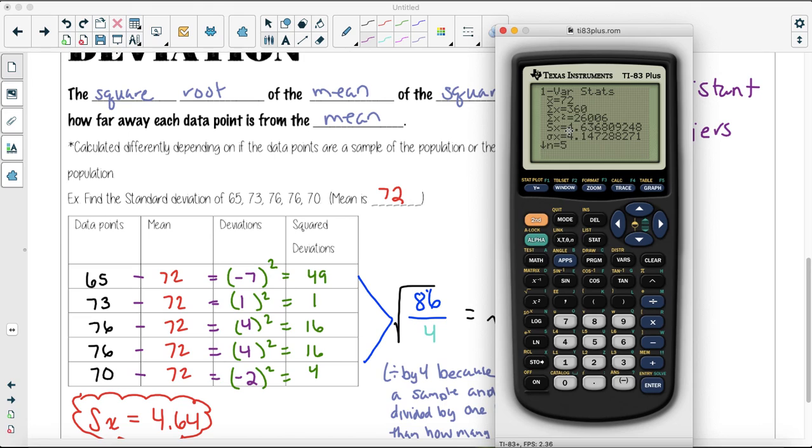Now, the other standard deviation is the sigma x, the lowercase sigma. This is the one that we would use if we had the entire population, so if this wasn't a sample. The sample standard deviation is the big S. And that's how we would find standard deviation using the calculator.